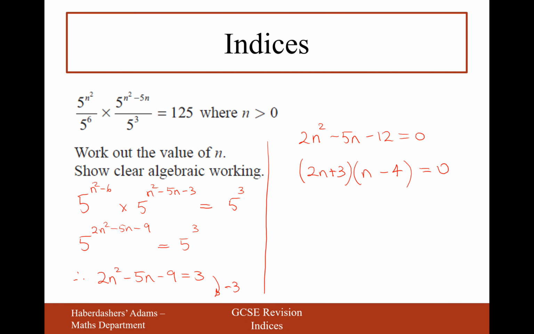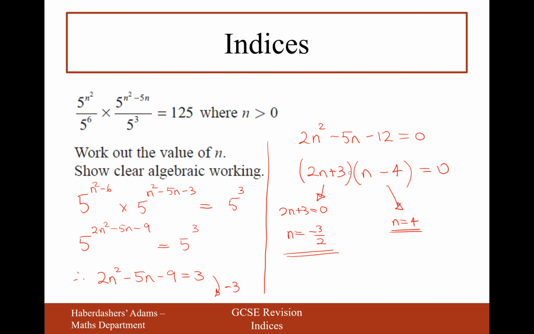So that will make this bracket here equal 0, so 2n plus 3 equals 0. So n is going to equal, if you move the 3 on the other side, you subtract 3 and then divide by 2, minus 3 over 2. And for this bracket here, n needs to equal 4 to make this bracket equal 0. So n equals 4 and n equals minus 3 over 2.